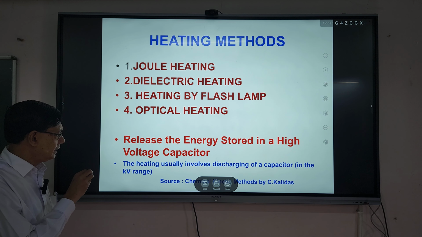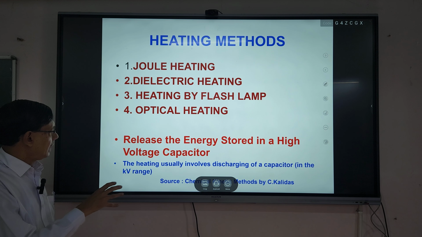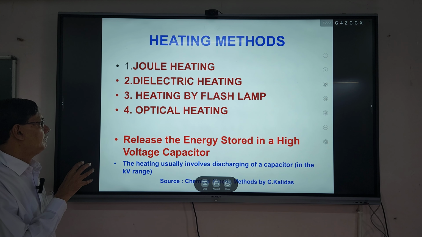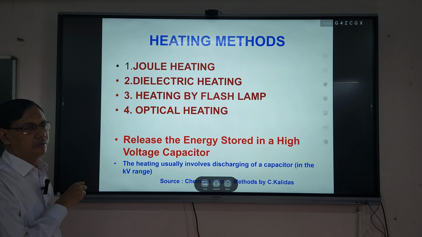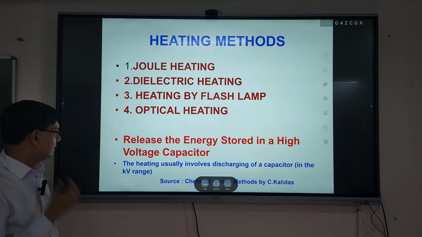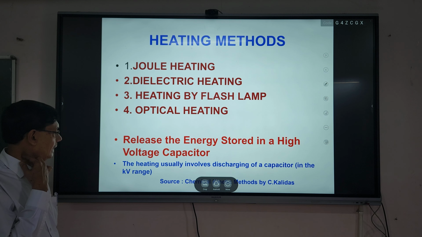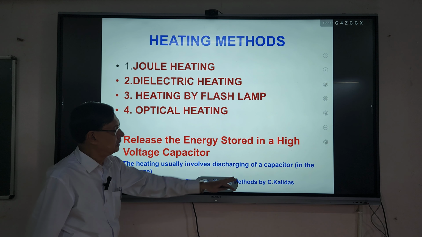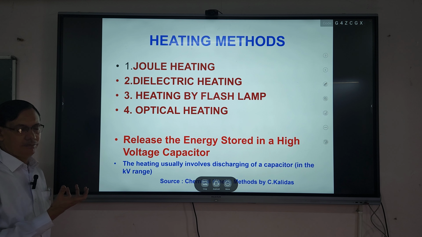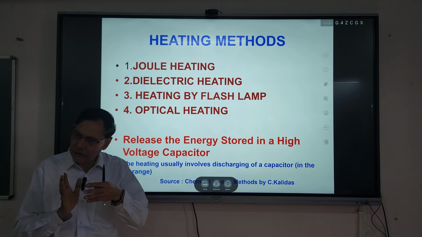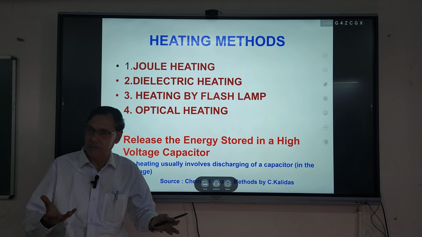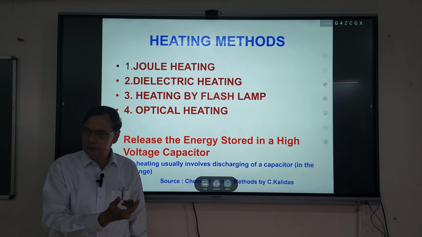But the most simple method is that there must be some high voltage capacitor that discharges the energy, and that is the most important thing. This method is very common, and again I am taking this from Professor Chetty Kalija's book. The heating usually involves the discharging of a capacitor. The rest is very simple. There must be two cells, some device, some detector, a spark plug, everything is the same.